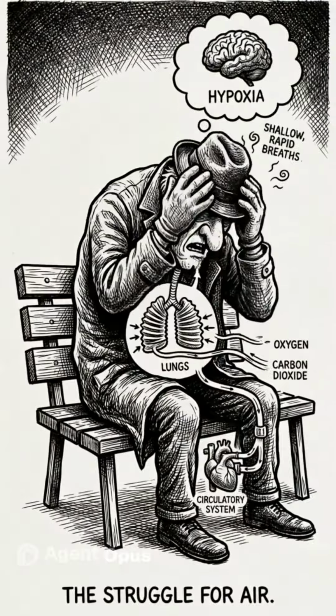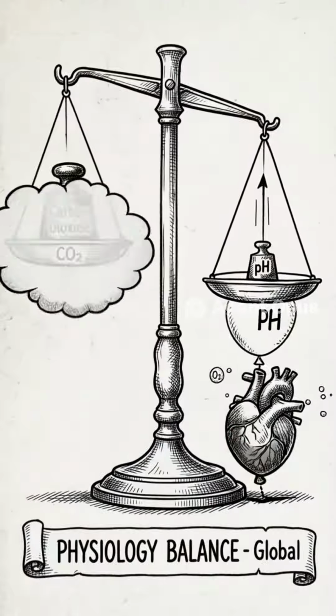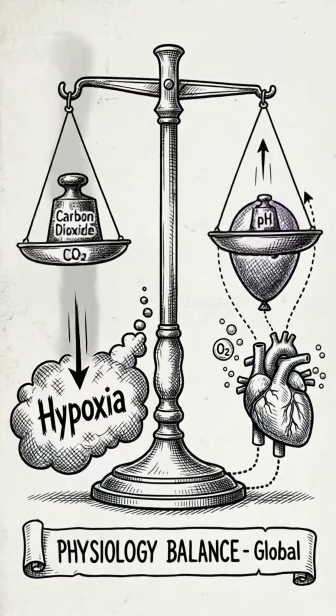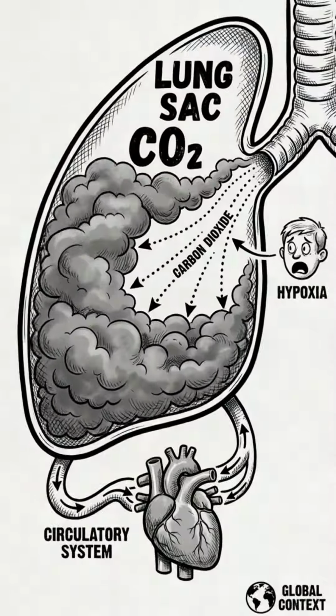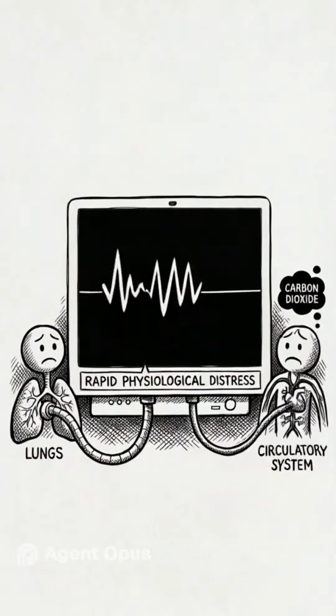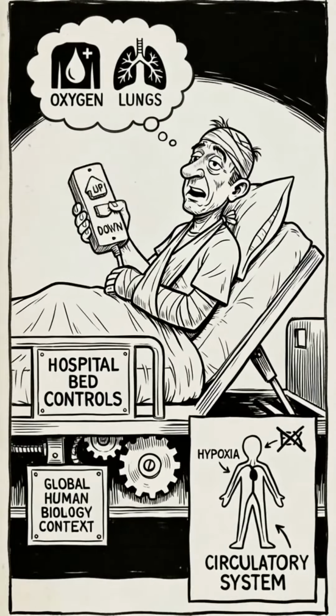It expels carbon dioxide faster than it's produced, lowering blood CO2 and raising blood pH. Hypoventilation is reduced pulmonary ventilation, leading to an increase in blood CO2 if it's not expelled fast enough. Kussmaul respiration is deep, rapid breathing, often seen with acidosis, like in diabetes mellitus.